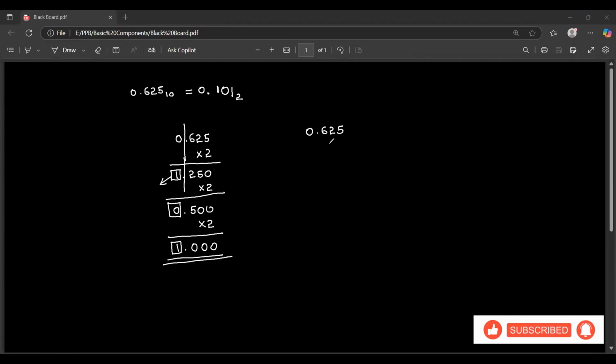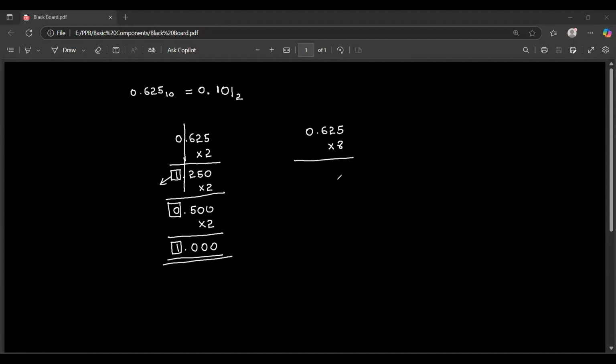So 0.625, you will multiply it by 8. If you multiply it by 8, you will get 5.000. So the final answer will be 0.5 to the base 8. What about 0.625 times 16? We are converting to hexadecimal. Well, that will be equal to 10.000.